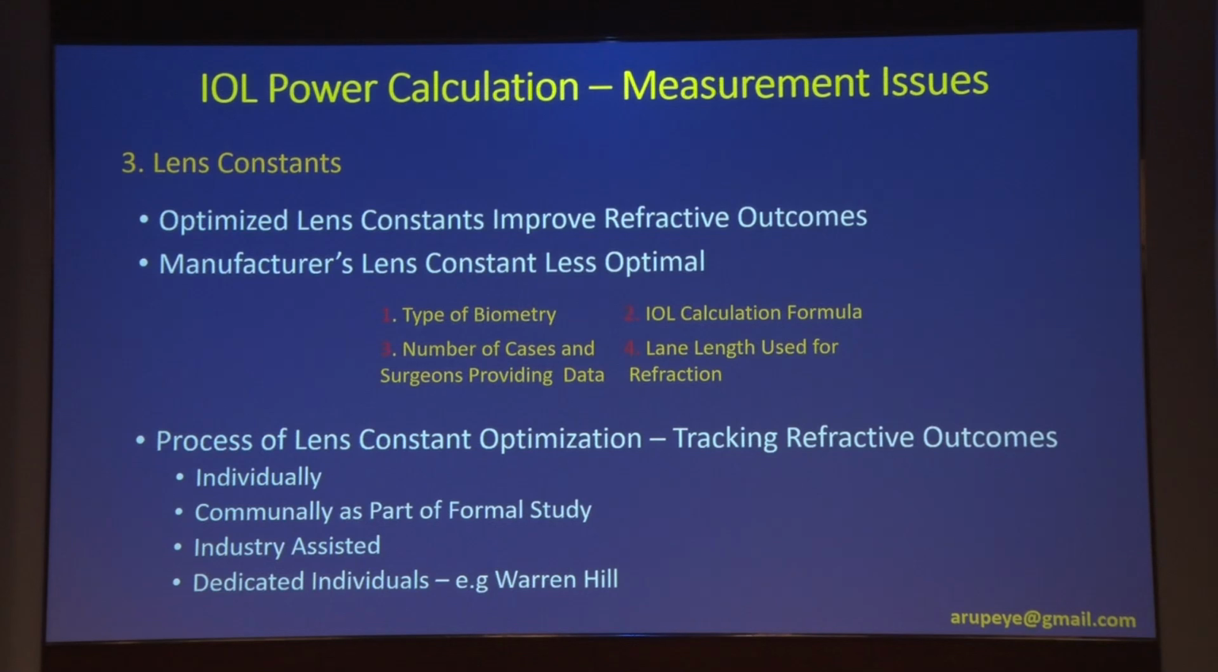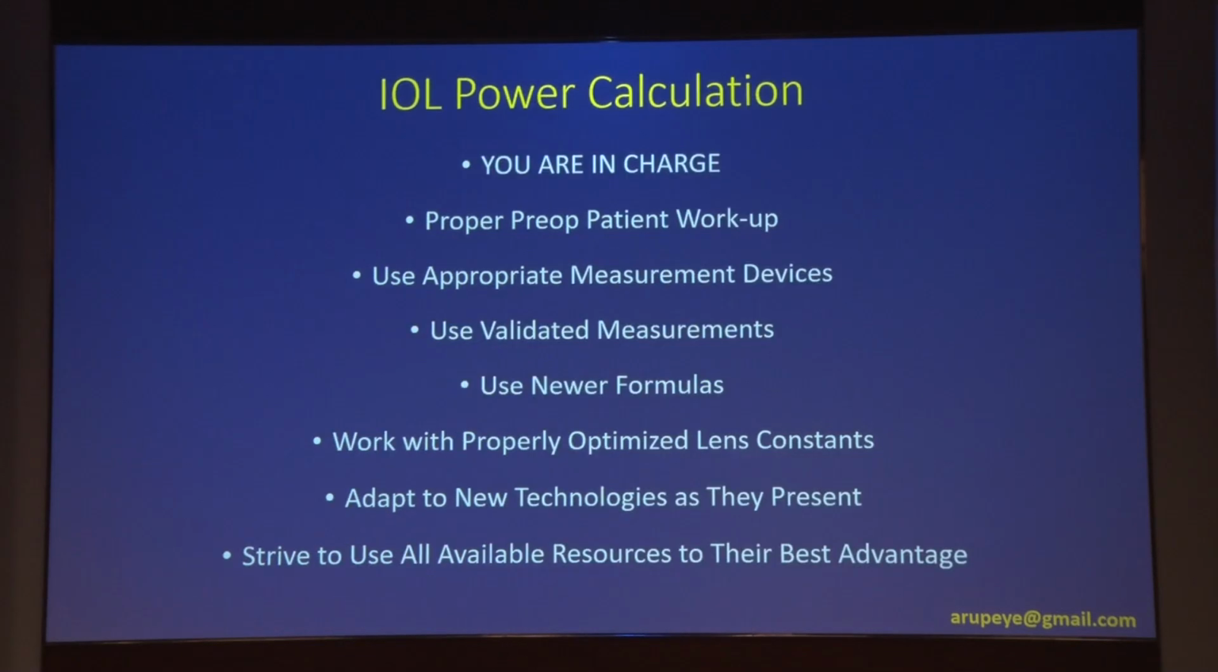Lens constant optimization is very important. If you're using Hill RBF or the Barrett formula, most of these online formulas have lens constants already optimized within the formula. So individual lens constant optimization may not be required, but if it is a new lens, then I would start off using the manufacturer's A constant, which is put on the lens box.